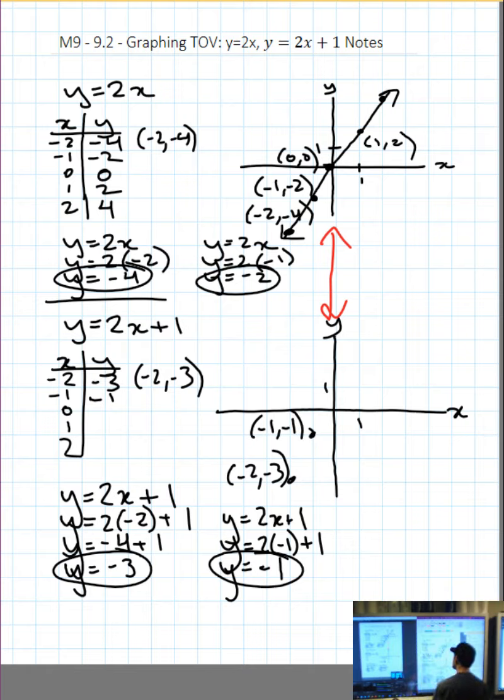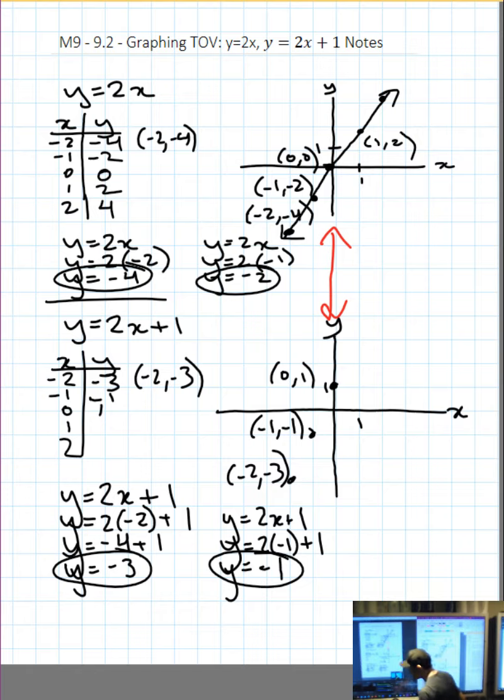The equation is y equals 2x plus 1. The next value in the table is x equals 0. Substituting 0 in for x, 2 times 0 is, anything times 0 is 0. Plus 1 is 1. Put that point on the graph, 0, comma 1. Label that point, 0, comma 1. Next value for x in the table, 1. Substituting 1 in for x.